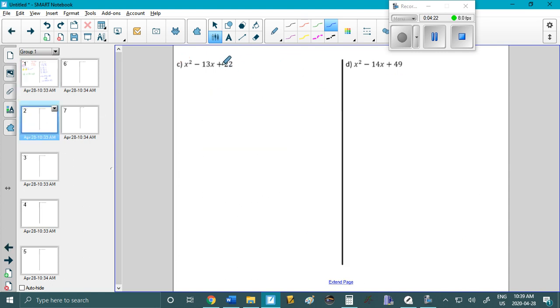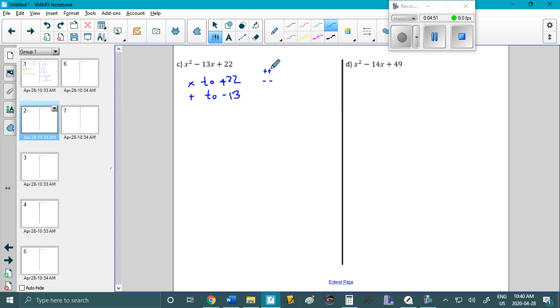Now we get into ones where C is positive and B is negative. So we need to multiply to a positive and add to a negative. Now what that means, if you're multiplying to positive, then you're either two positives, because a positive times a positive is a positive, or you're two negatives, because a negative times a negative is also a positive.